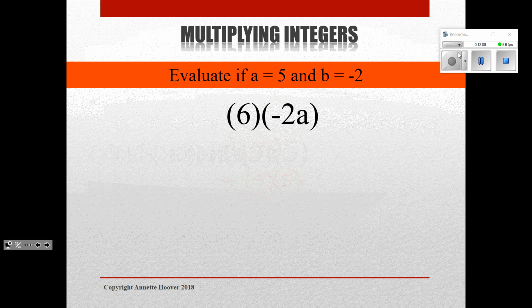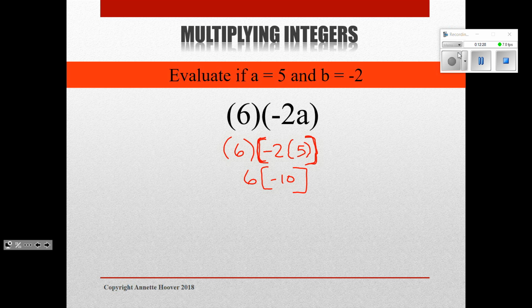Okay, here we have 6 times negative 2 times 5. I plugged that in. I'm going to change this parentheses to brackets just so you can tell the difference between the parentheses and brackets. Order of operations, we have 6 times negative 10. And that would be negative 60.